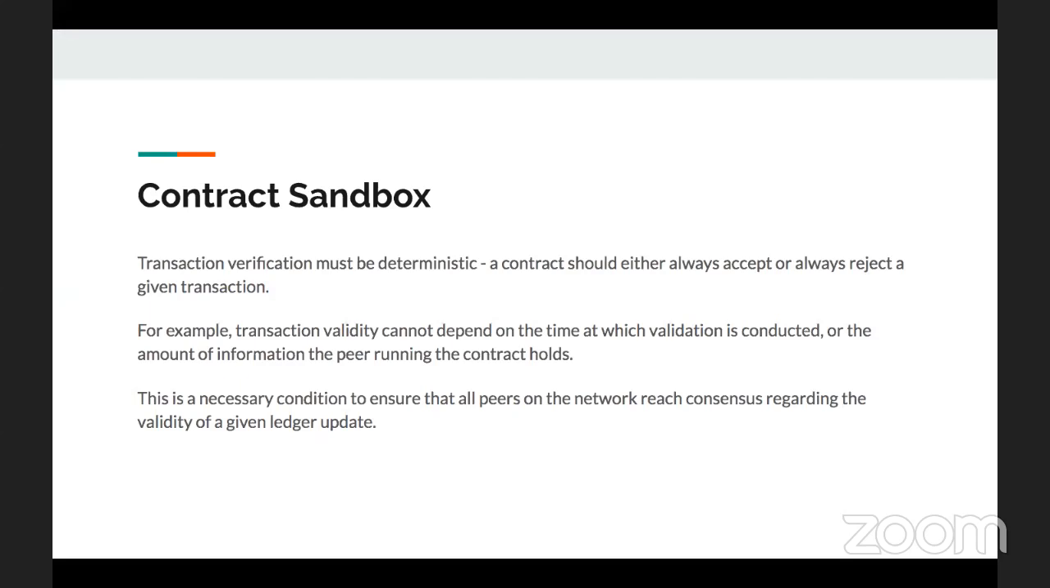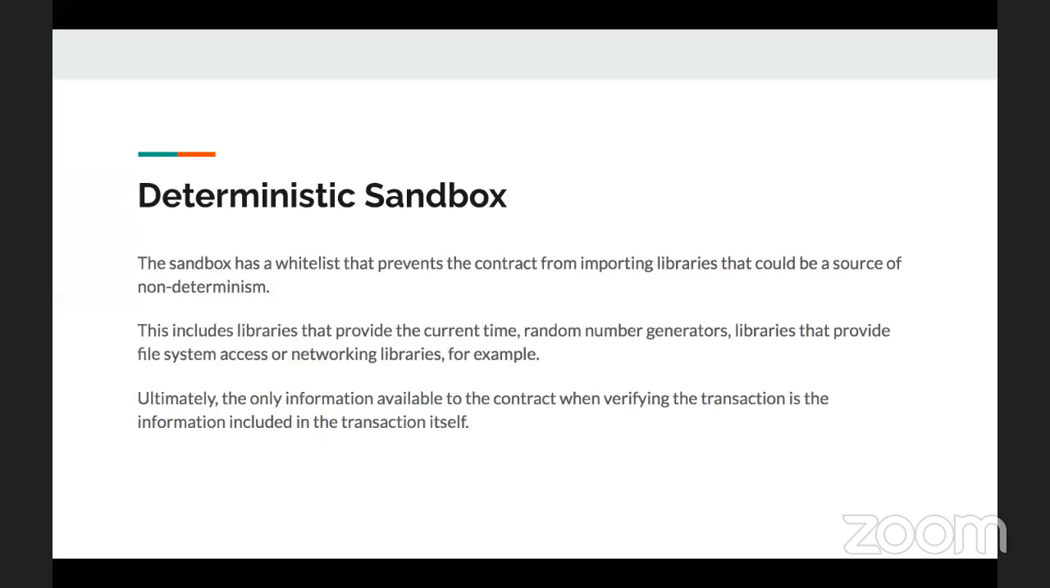We want to make sure that that is independent of the time in which it is run, right? So deterministic sandbox is the concept where this sandbox prevents the contract from importing libraries that could be a source of non-determinism, like random number generators, file system access libraries, for example. So ultimately, at the time when the contract is executed, it has only information necessary for verifying the transaction and checking whether all the transactions included are correct.